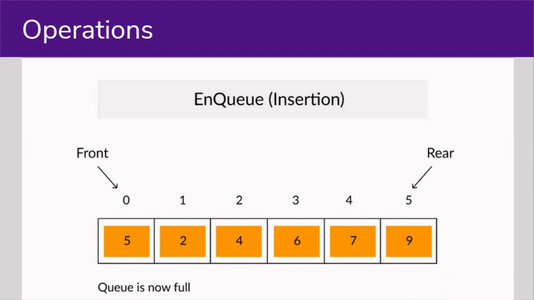So let's have a look at this condition. Now our queue is full, that is rear is pointing to max minus 1. Now we would perform the dequeue operation.